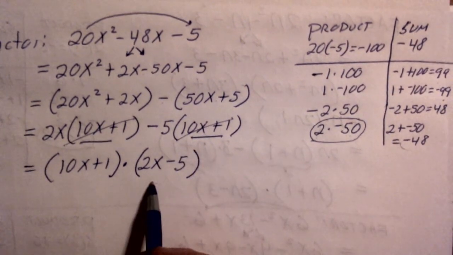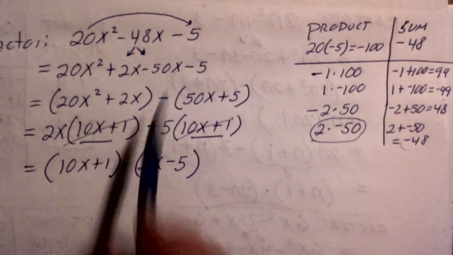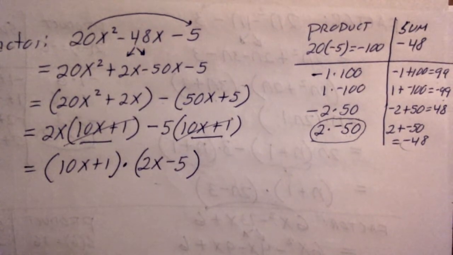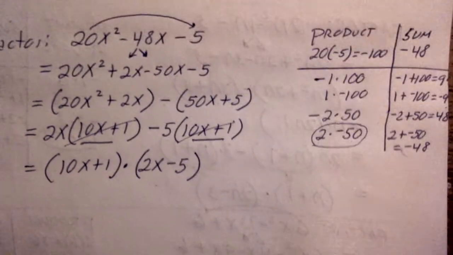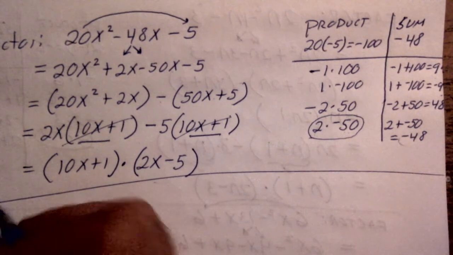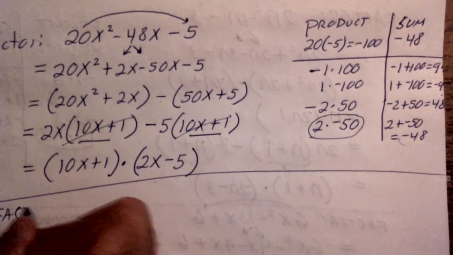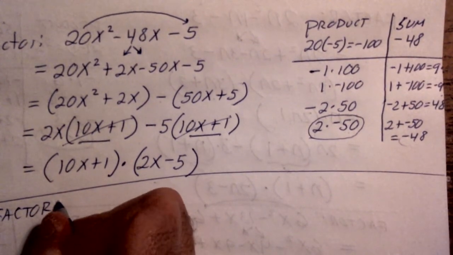And ladies and gentlemen, there's your factorization of that difficult trinomial. Again, illustrating the grouping method. All right, maybe one more might be good enough. Let's try to factor one like this.